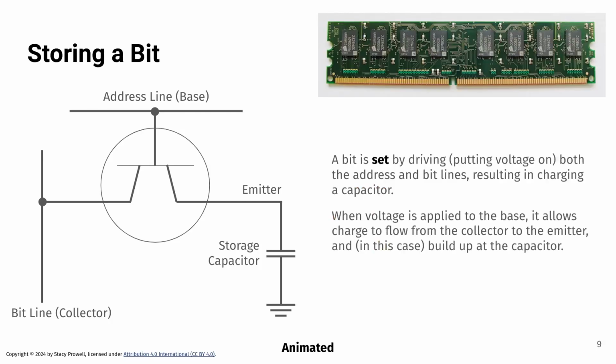Now, how would this work? Well, to set a bit, I'll drive the bit line high. You can see over here the bit line has been enabled. There's some voltage on that line, some potential that could drive charge across the transistor and charge the capacitor. But right now the gate's closed. So then what I would do is drive the address line high, apply some voltage to that. That opens up the gate and allows the charge to flow over and collect on the capacitor.